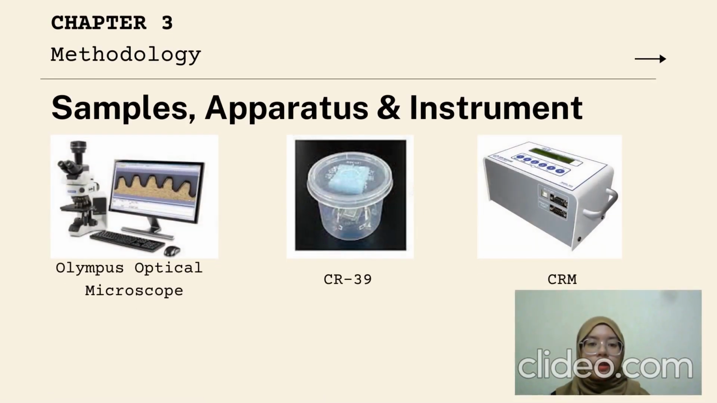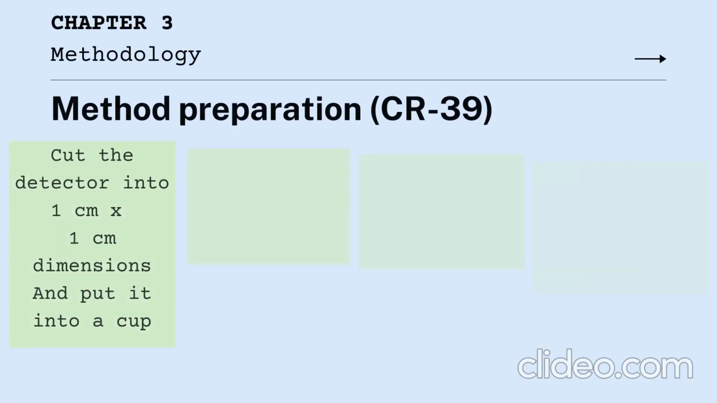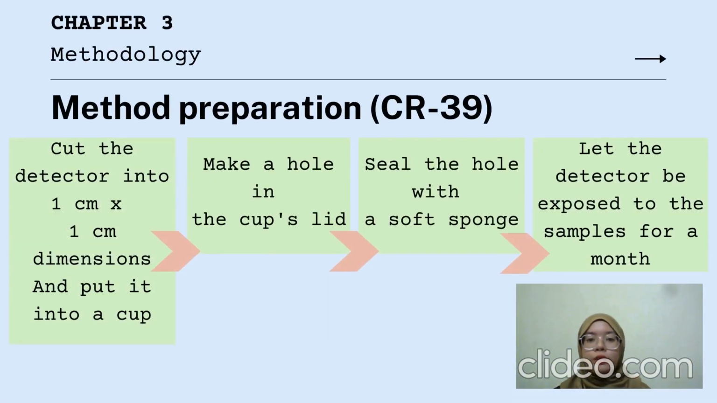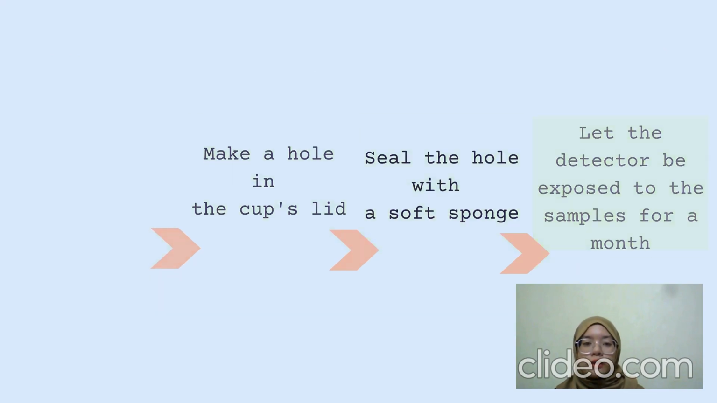Samples, apparatus and instruments used in this study are an Olympus optical microscope, CR39 and CRM. There are 4 preparations that need to be done in this study. First is CR39. Firstly, we have to cut the detector into dimensions and put it into a cup. Make a hole in the cup's lid and seal the hole with a soft sponge, and lastly let the detector be exposed to the samples for a month.